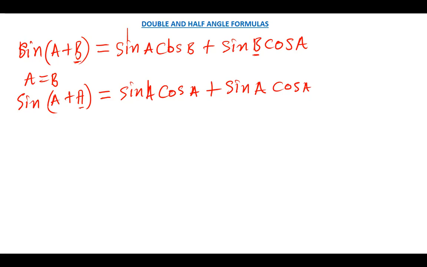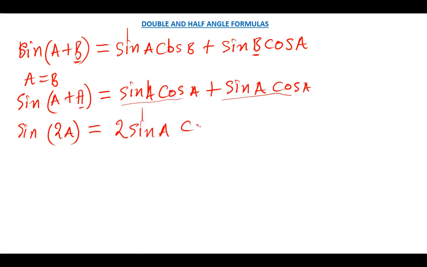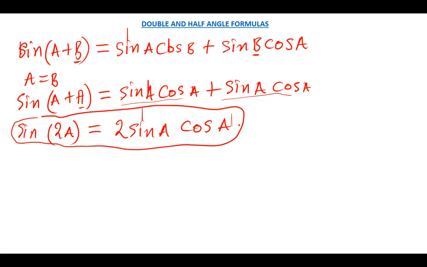The reason we call these double angle formulas is that when you add A and A, you get 2A. So this will be sine 2A. Sine 2A will simply be equal to, when you add these 2, 2 sine A cos A. This is called the double angle formula for sine. And what we have here is called the compound angle formula for sine.